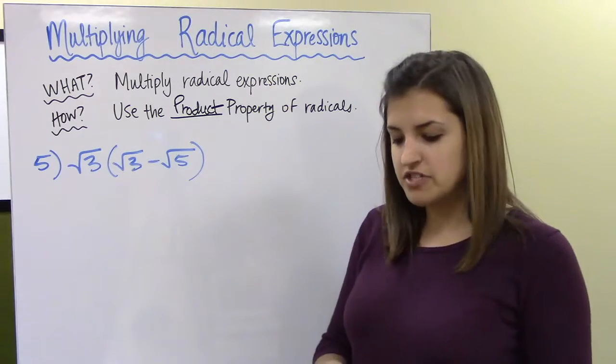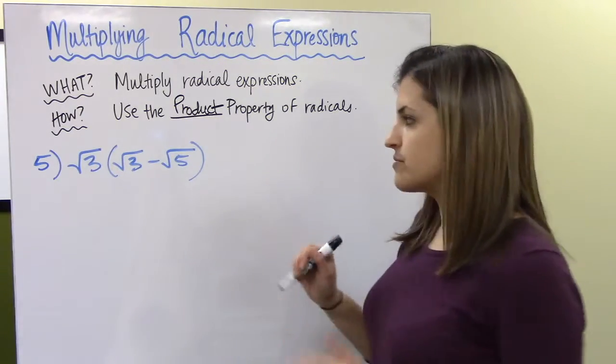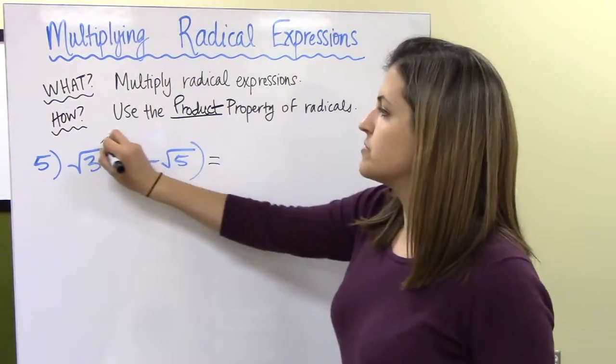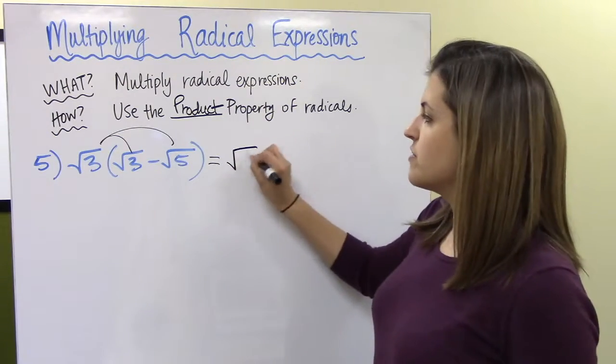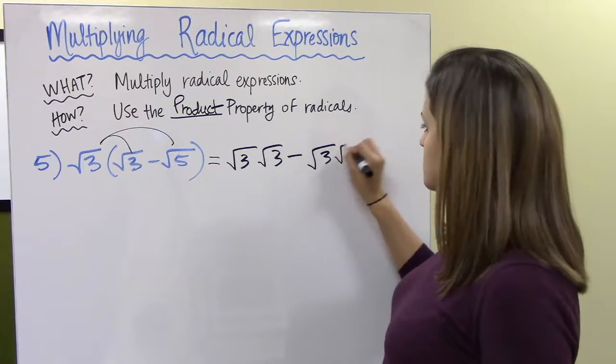Okay, number 5, another distribution one. So I have the square root of 3 times the quantity square root of 3 minus square root of 5. So I'm going to do my distribution here, and I'll see square root of 3 times the square root of 3 minus the square root of 3 times the square root of 5.